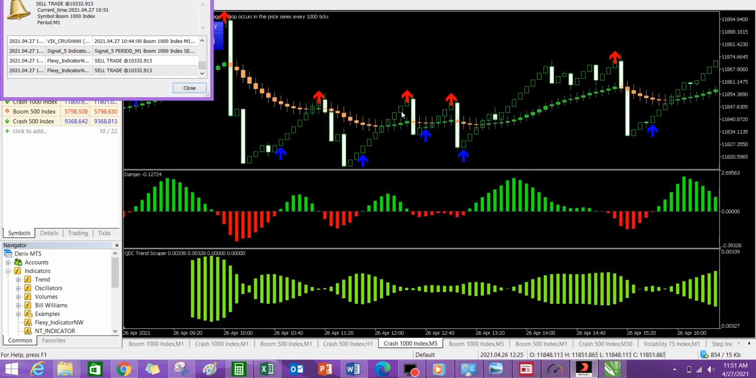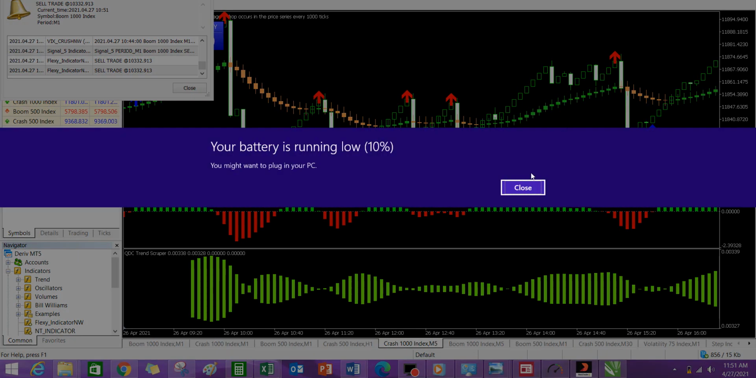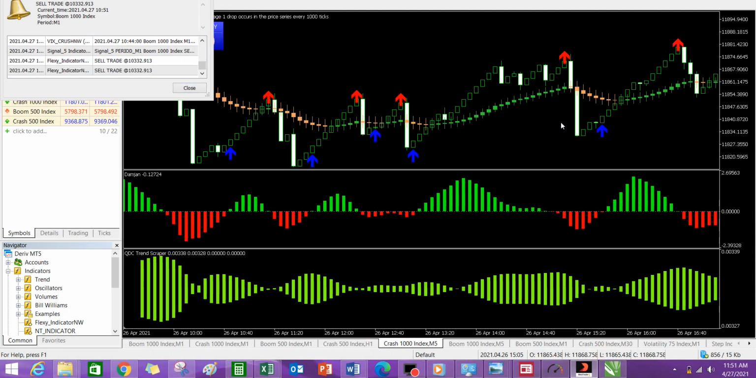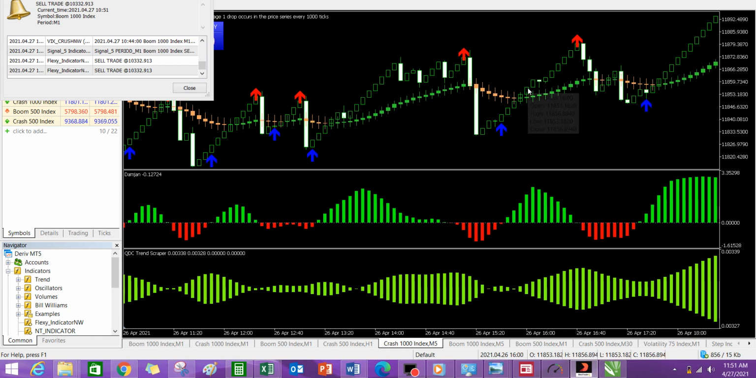So let's check out the breakout strategy. You can see it broke out here. We got our 5 minutes here. It broke out here, we got our 5 minutes here. Let's check out more. You can see it broke out here and we still got our 5 minutes here. So that is how you can use it to trade successfully.